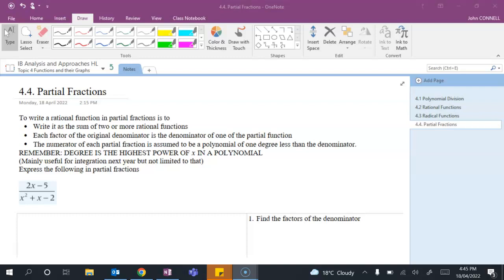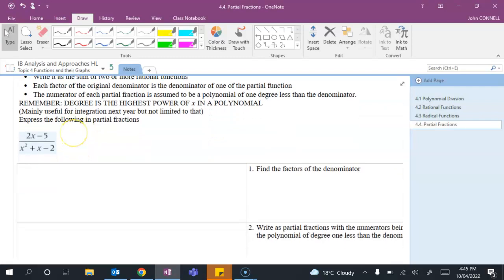Now remember that when we're talking about a degree, we're talking about the highest power of x in that polynomial. So the degree of a linear function is 1 because the highest power of x is 1. The degree of a quadratic is 2 because the highest power of x in a quadratic is 2. Okay, now it's really important that I show you an example because the example is the easiest way to see how partial fractions works.